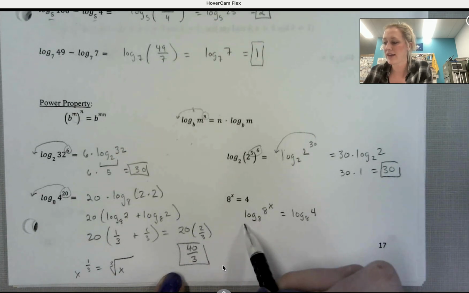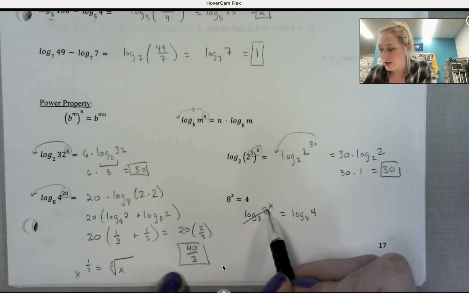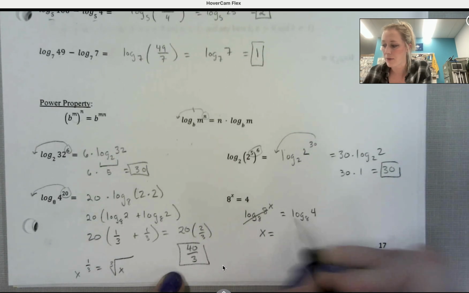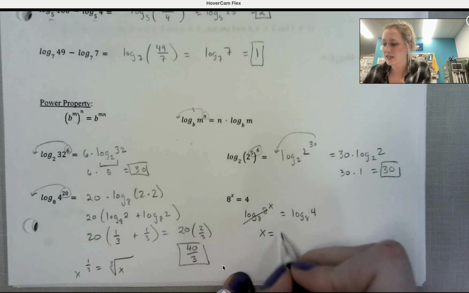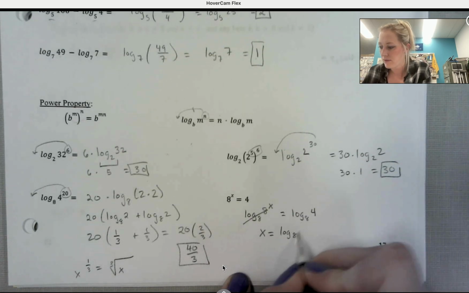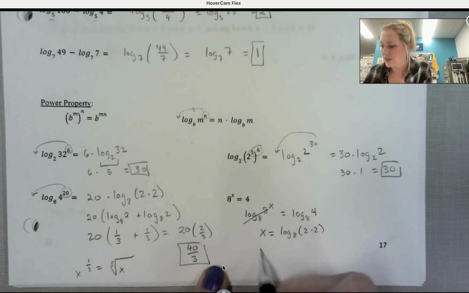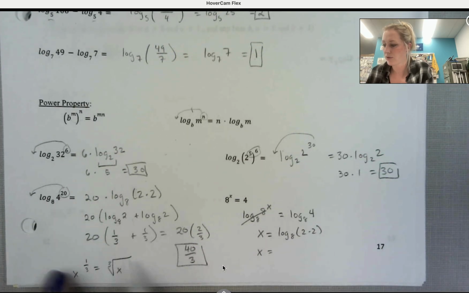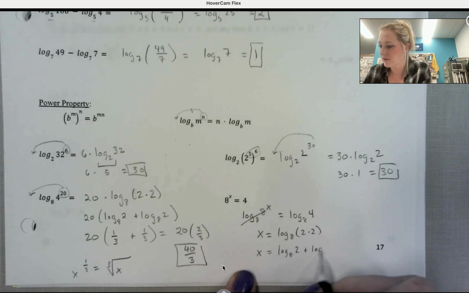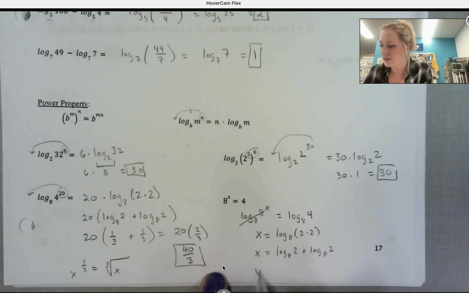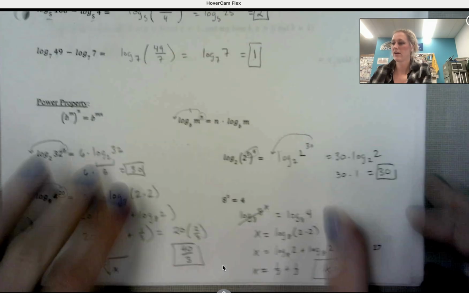So log base 8 of 8 is 1. So I'm left with 1x equals, okay, well now this turns into kind of what I was working with over here. I had log base 8 of 4. We split it into 2 and 2, which then I could do this process. Okay, so we know that that equals log base 8 of 2 plus log base 8 of 2. So x is 1/3 plus 1/3, which is 2/3.